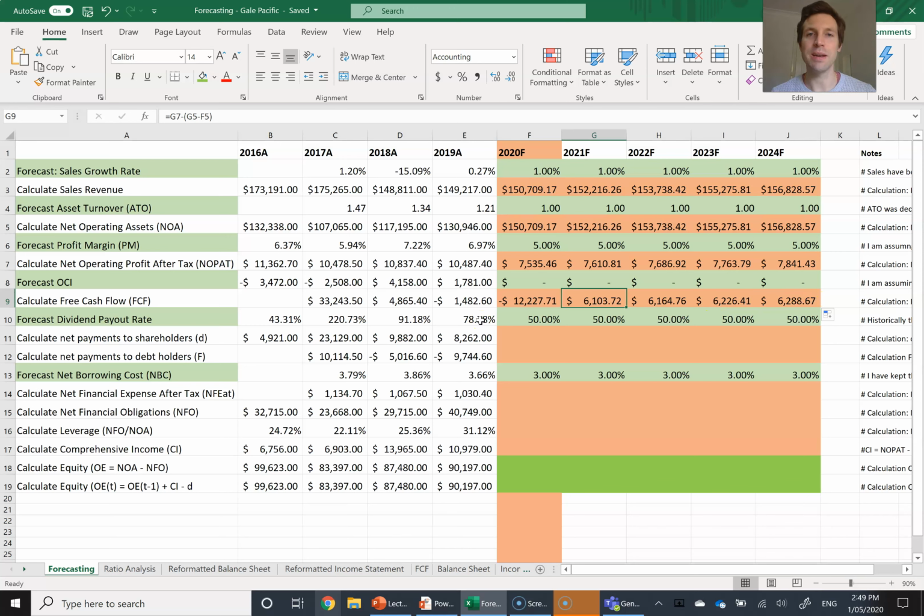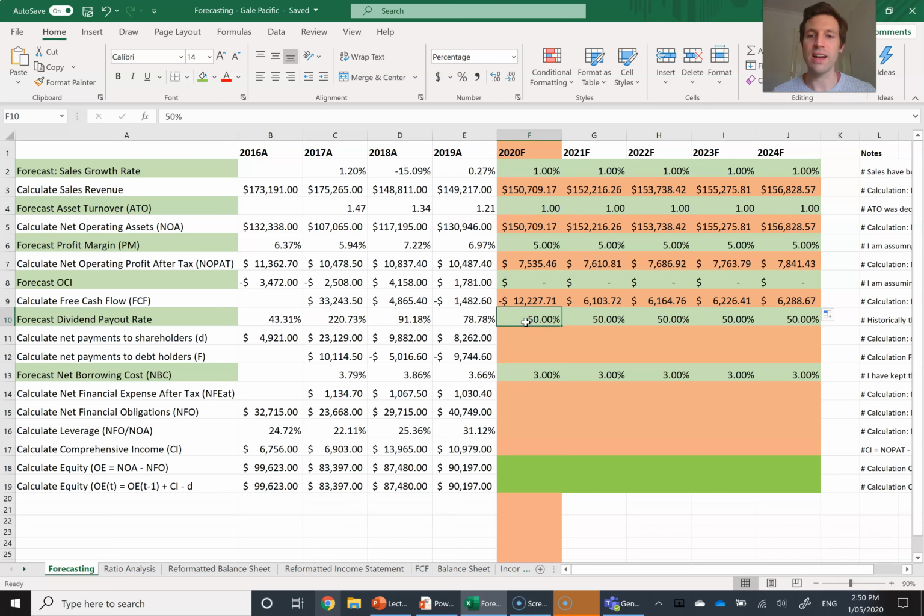Next, I'm forecasting the dividend payout rate. The dividend payout rate is not truly just the dividends. It is all net payments to shareholders. So that means if the company is selling shares and receiving cash from shareholders, that would be a negative D, whereas a positive D is when the company is actually paying out cash to shareholders as a dividend. So remember, it is a net. For example, in this year, 2017, the company actually paid out more dividends than their net operating profit after tax. So it was more than 100% of their profit was paid as dividends. They had a really large decrease in their retained earnings that year.